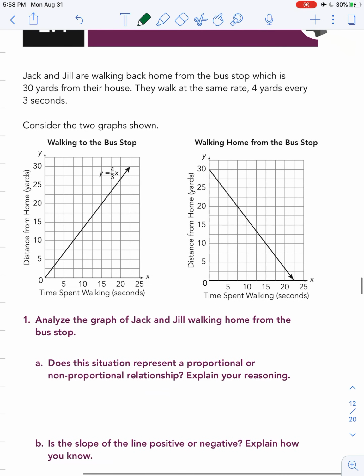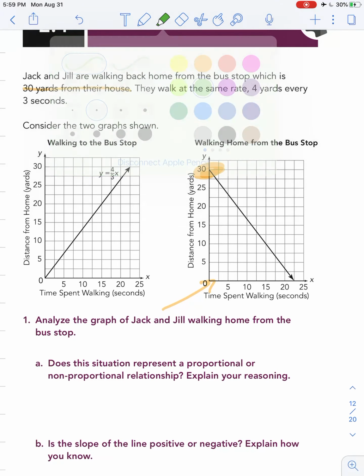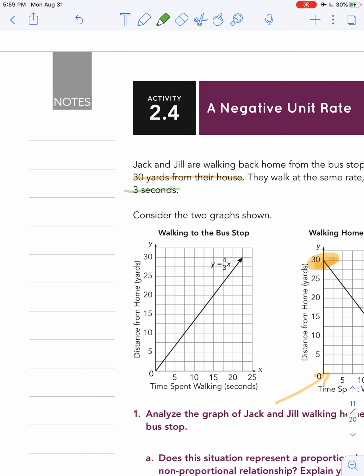Okay, this next one. Now, the highlighted part for this one says that they're walking back home from the bus stop, which is 30 yards from the house. Right here, it's 30 yards from the house. Down here is the house. Up here is where the bus stop is. Now, the other part is that they're still going 4 yards every 3 seconds. Okay? So we have to look at those things.